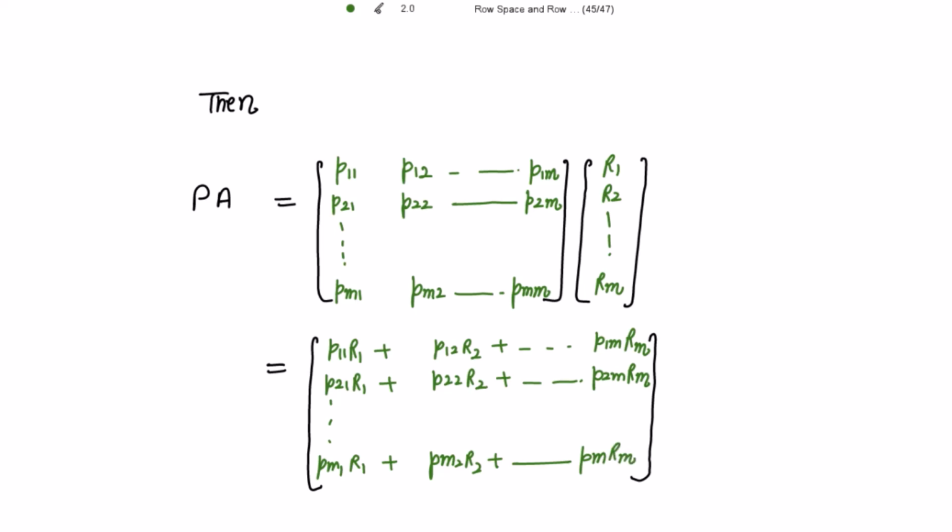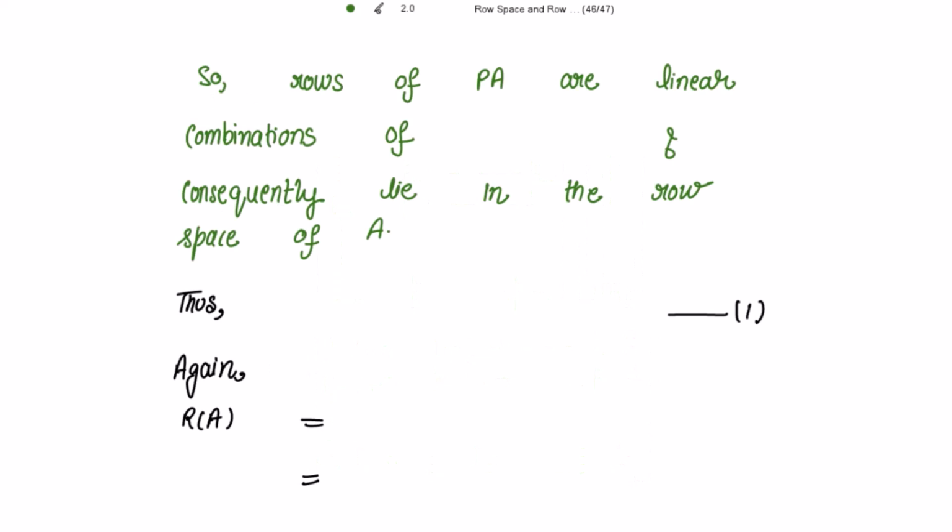Now if you notice again over here, these rows of PA are the linear combinations of R1, R2, R3 up to Rm, right? Now because the rows of PA are the linear combinations of these rows R1, R2, Rm, consequently these lie in the row space of A, right? So thus row space of PA is a subset of row space of A. Please mark this as 1.